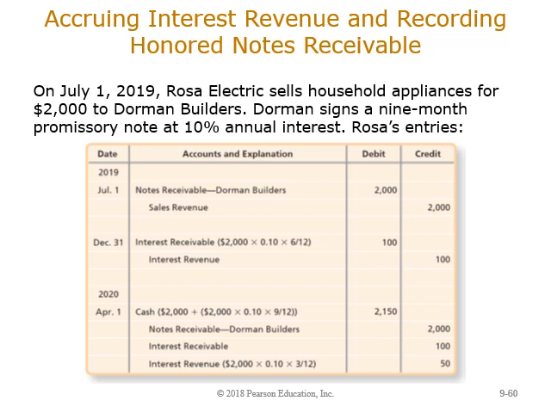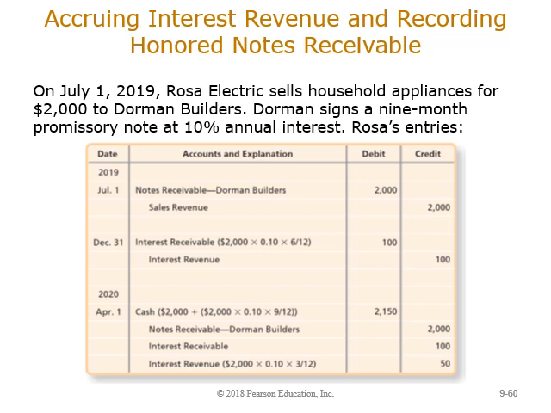So here is another example. On July 1st, 2019, Rosa Electric sells household appliances for $2,000 to Dorman Builders. Dorman signs a 9-month promissory note at 10% annual interest. So this is how they would record that transaction. So remember, this is a 9-month note.